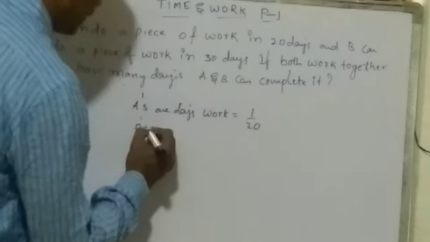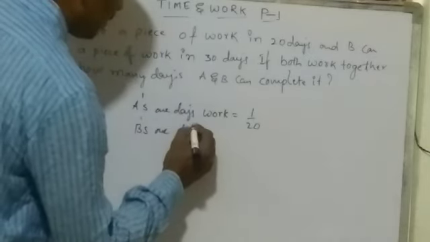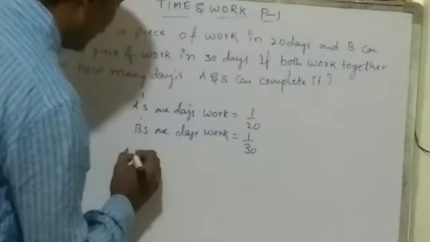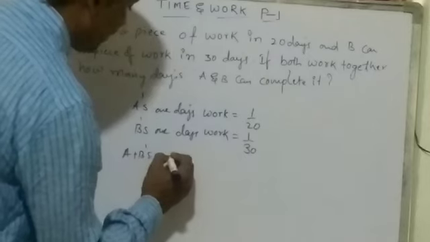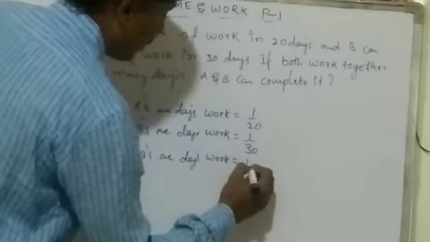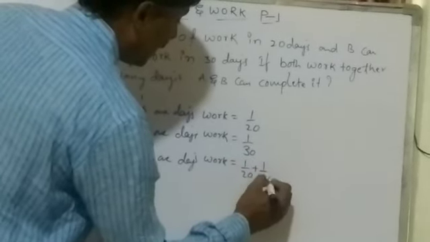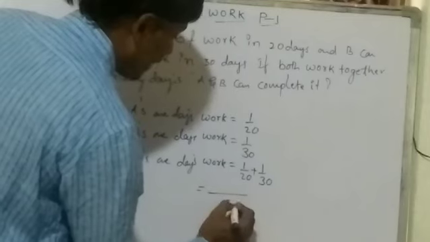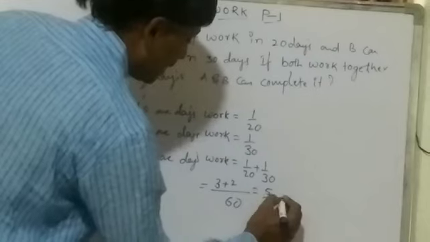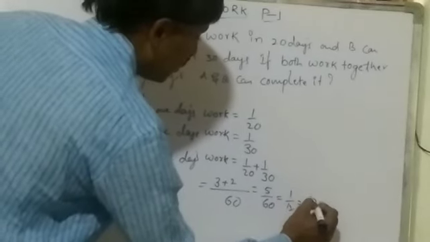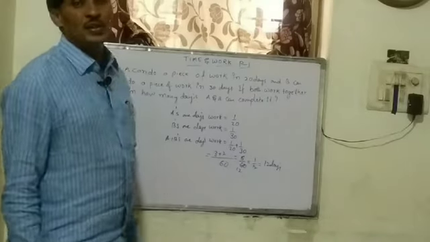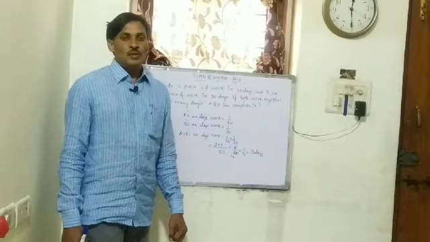Similarly, B's 1 day's work will be 1 by 30. Then A plus B's 1 day's work will be 1 by 20 plus 1 by 30. By taking the LCM we get 60. Here it will be 3 plus 2 is equal to 5 by 60, that is equal to 1 by 12, which means 12 days. This is the answer. Okay, next.